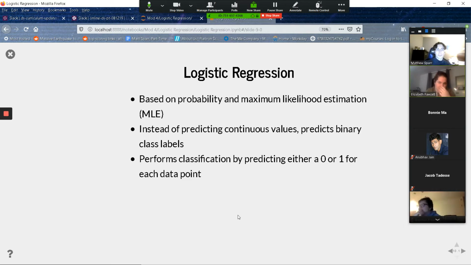It's just when our target's binary. Because if we have a feature that's binary, it's basically just categorical, and we can just have a variable for it. But anytime you have a target that's one of two values, you can always use logistic regression.